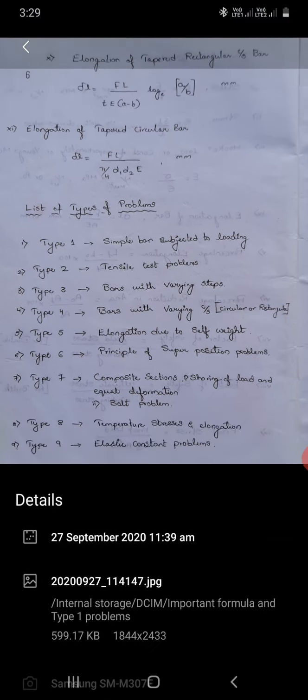Next, type 5 is elongation due to self weight. As you know, there is a weight to every material, so due to its own weight, what could be the elongation we need to find. We will find that in this type 5. Lastly, type 6, principle of superposition problems, which are very important here. What happens when a bar or member is subjected to multiple loads in different directions? How to solve them? We will see in this type 6.